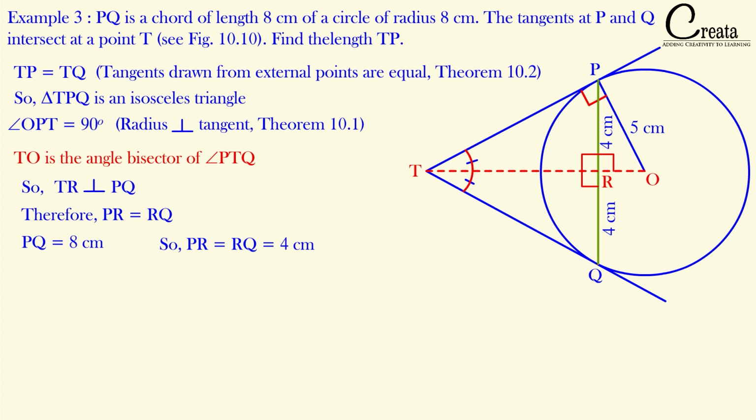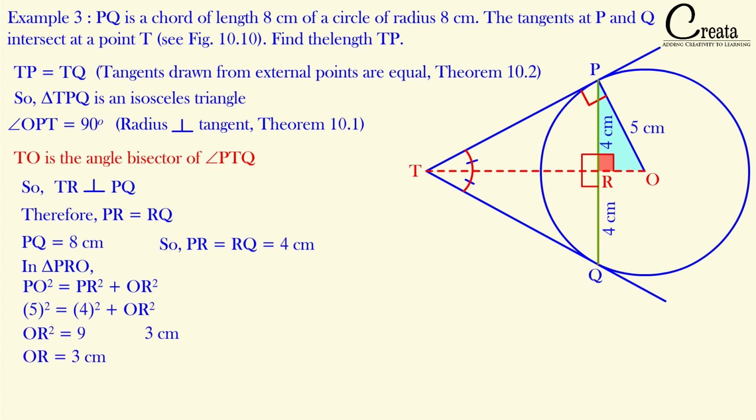So let's see. Let's take this triangle PRO. Here 5 cm is the hypotenuse. Let's apply the Pythagoras theorem. On solving, we got OR as 3 cm. This line segment OR we got as 3 cm.